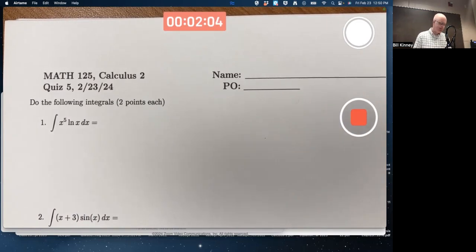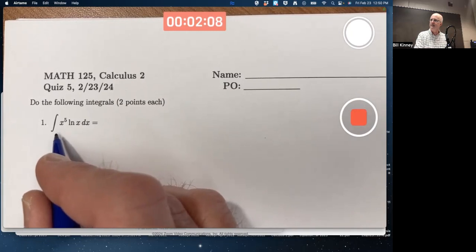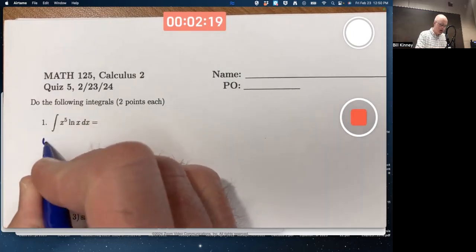Let's work through the quiz. First problem is to integrate a product, x to the 5th times natural log. It's sort of hinting at the possibility of integration by parts. And yeah, if you try a substitution, it doesn't really lead anywhere. So try integration by parts.